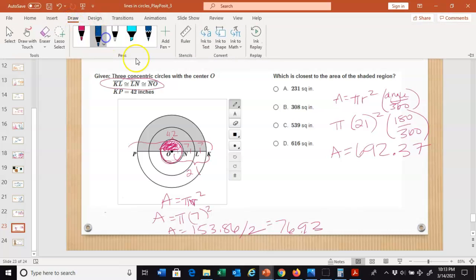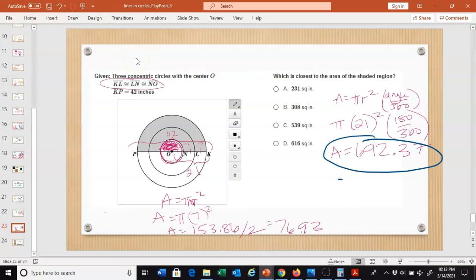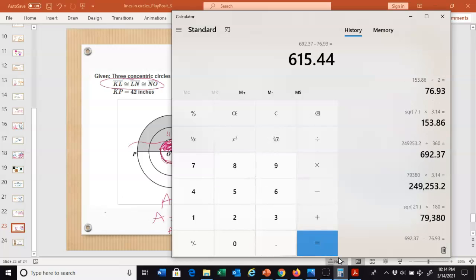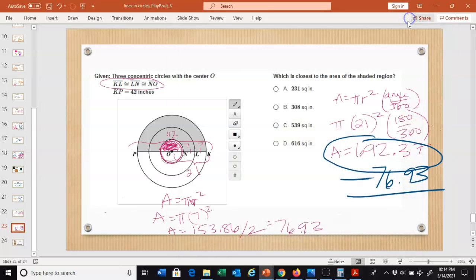So we need to take that entire area that we found and subtract out that semicircle of 76.93. And let's see what we get. 692.37 minus 76.93 is 615.44. Let's see which answer that is closest to. I would say it's definitely closest to D, right? This would not round to 615, but it's definitely the closest to that area. I will say, you guys, this is probably the hardest that these kinds of questions will get, so working yourself through them is going to be very helpful.